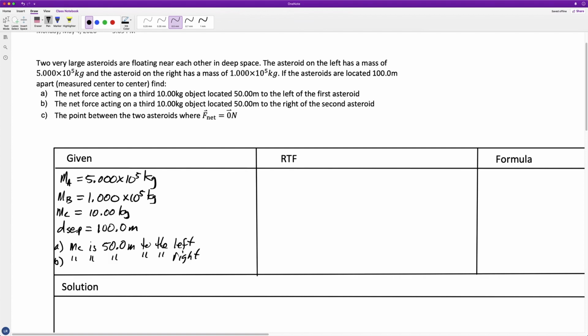So we're looking for the point between the 2 asteroids where F net is equal to 0. So where we would actually be able to place our third mass so the net force is equal to 0. And that one involves some more tricky algebra. So for part A, we're looking for F net acting on object C. Part B, also looking for F net acting on our third object. And part C, we're trying to find the position where F net equals 0 newtons.